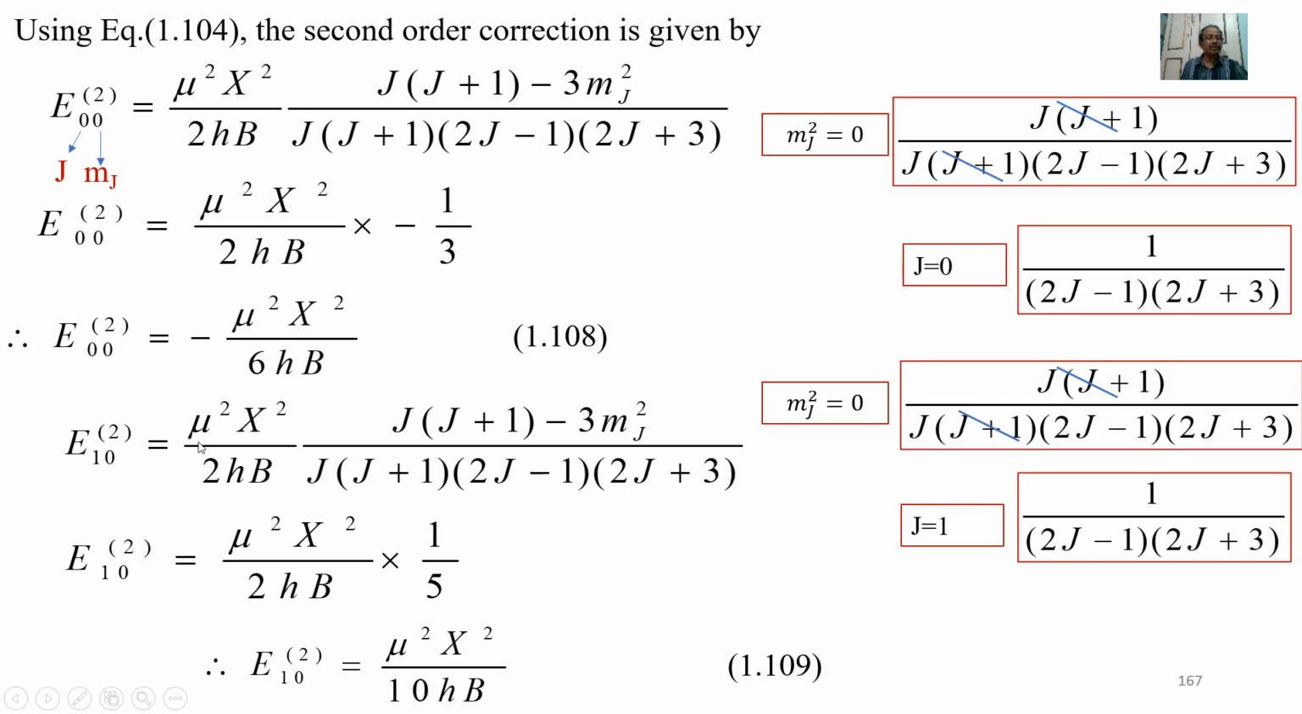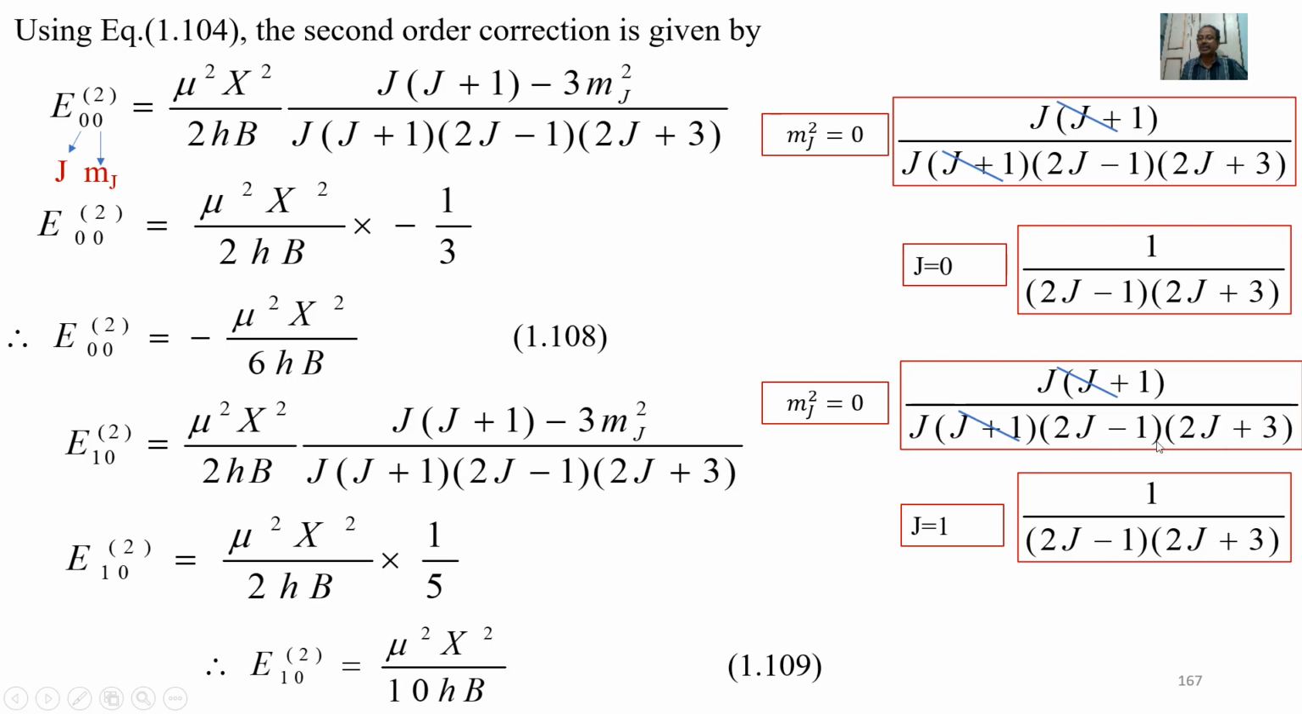Now let us calculate the second order correction for j equals 1, mj equals 0. Again you substitute mj squared equals 0, we will have j into j plus 1 divided by j times j plus 1, 2j minus 1, 2j plus 3, and this term and this term will get cancelled. The remaining term will be 2j minus 1, 2j plus 3.